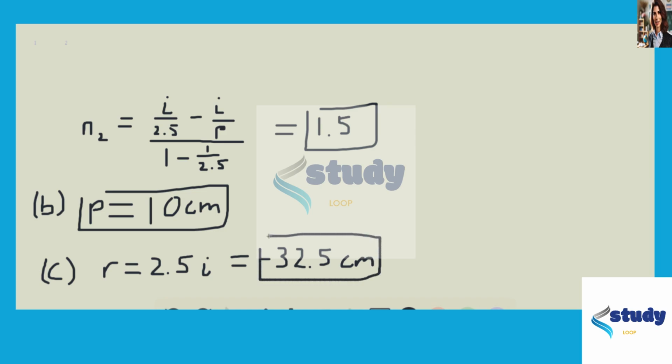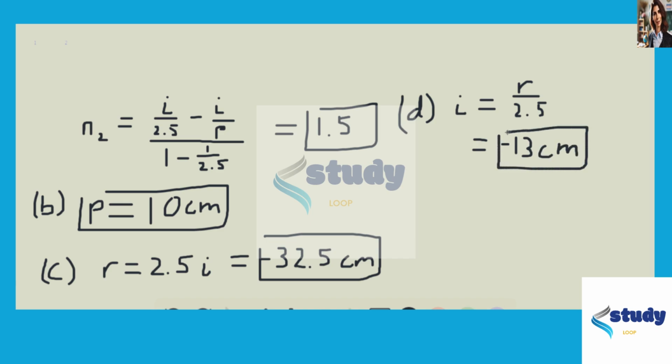And the reverse is true, but we're also given it. But either way you want to do it, you could say that I is equal to R over 2.5. Or just go with what was given, because that would be kind of circular logic, but it would be equal to negative 13 centimeters. We can box that in as our solution for D.